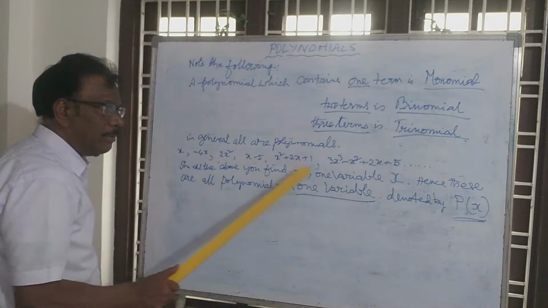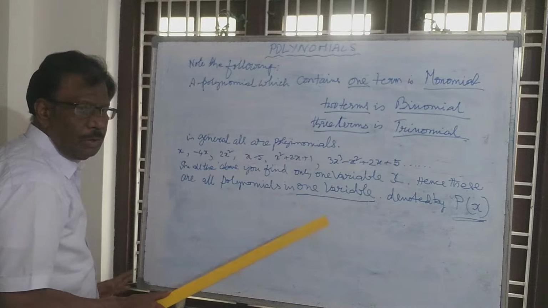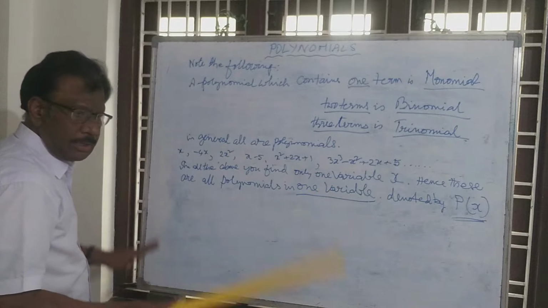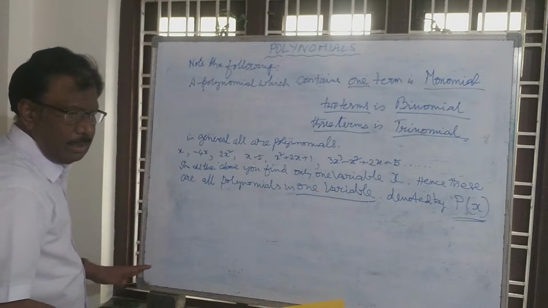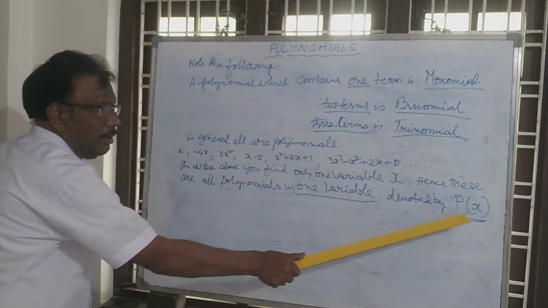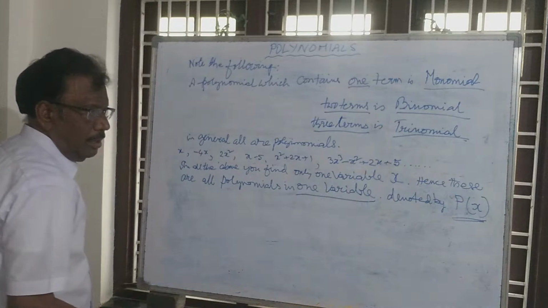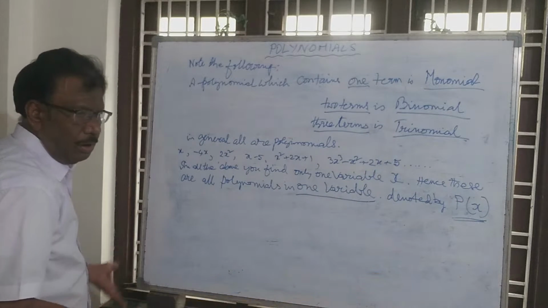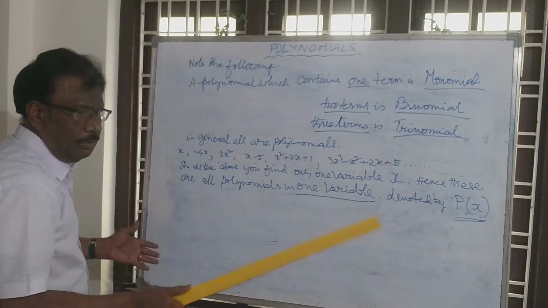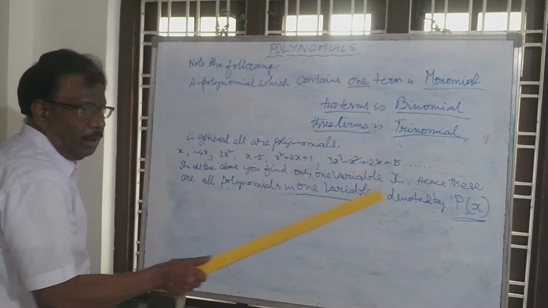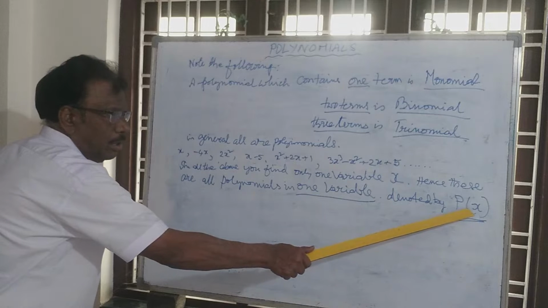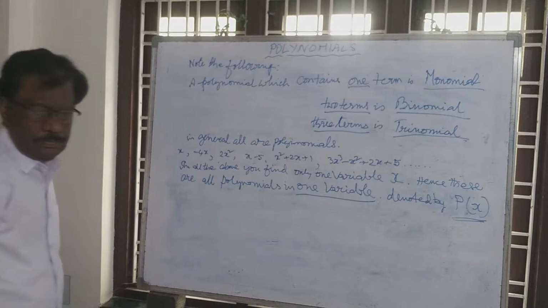All these, in short, we call a polynomial in x, a polynomial with a variable x. In short, we can say it is p(x), p of x. That is, p denotes polynomial, and x is the variable in that polynomial. So it is denoted by p(x).